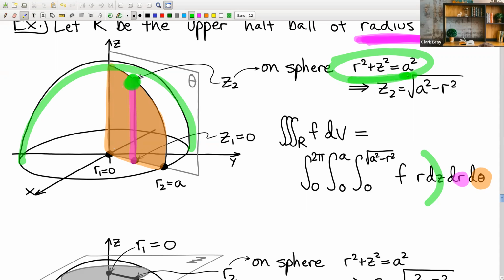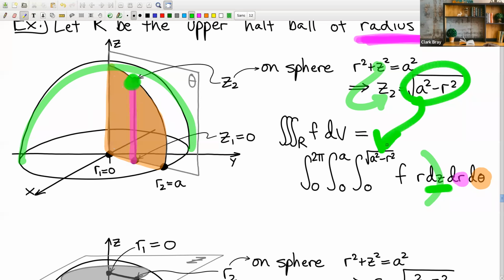Notice I've got this already in cylindrical coordinates. We're doing a cylindrical integral. We're going to need cylindrical coordinates. So that's the cylindrical equation of the sphere. I am looking for z bounds. And so in this equation, I will solve for z. And solving for z gives me my upper z bound. Everybody happy?